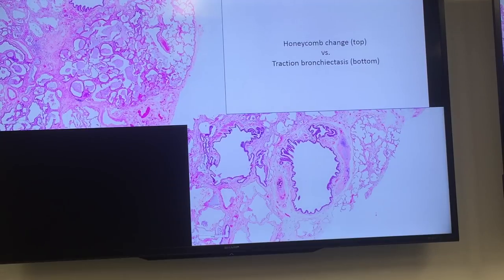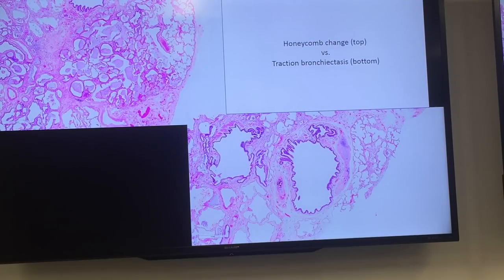So top left is honeycomb change. You see that? The epithelium has grown into all the alveoli and replaced it. Those are dilated, mucin-filled spaces. Actually, top right shows you what normal lungs should look like in that picture. That's honeycomb change. Now look at traction bronchiectasis.